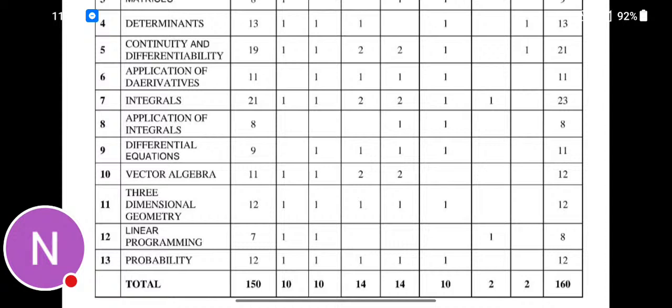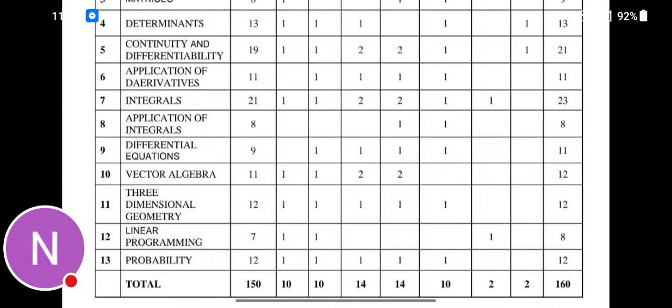And from vector algebra you are getting 1 question for 1 mark as an MCQ, 1 question for 1 mark, 2 questions for 2 marks and 2 questions for 3 marks. Totally you are getting 12 marks from this chapter. And from 3-dimensional geometry you are getting 1 MCQ, 1 question for 1 mark, 1 question for 2 marks, 1 question for 3 marks and 1 question for 5 marks. Totally 12 marks from this chapter.